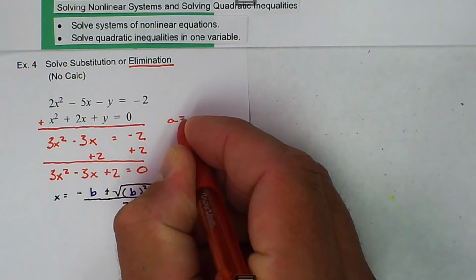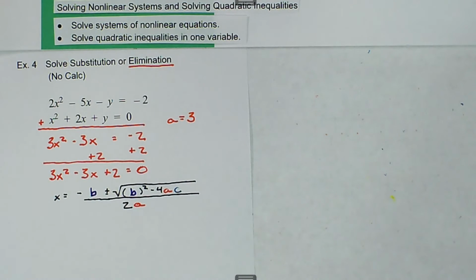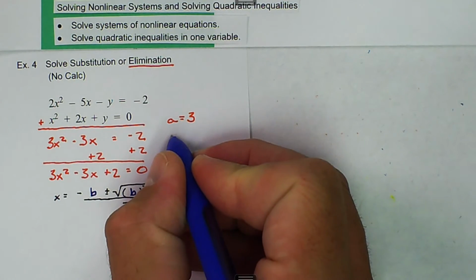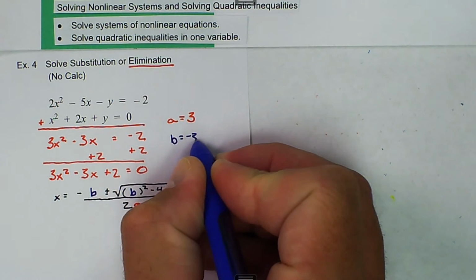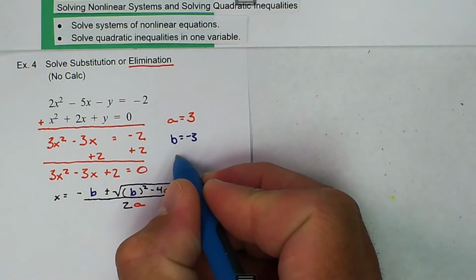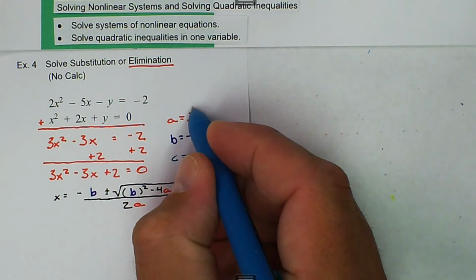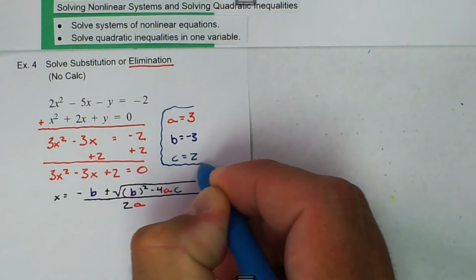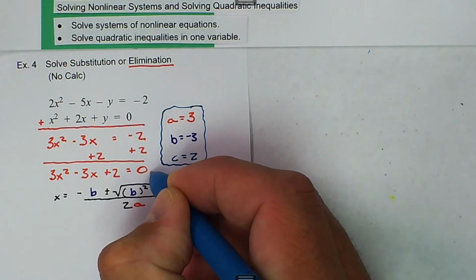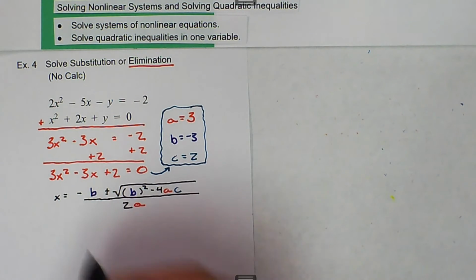So a is the lead coefficient, which in this case a is equal to 3. b is equal to -3, and c is equal to 2. So we got these values from that part right there. And now we can substitute those values in, and we can go through the process to figure this out.